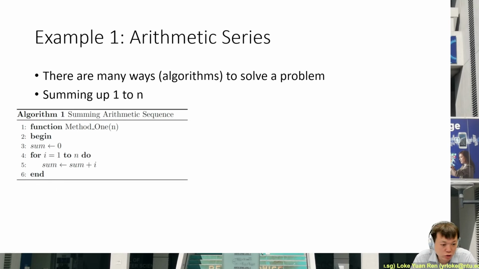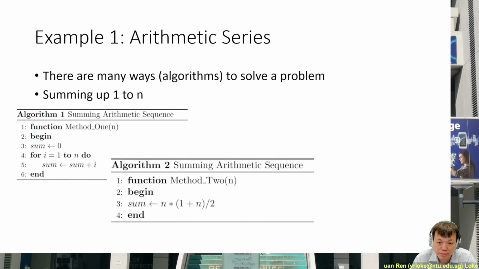But for those who learned series before, you should know that this is an arithmetic series. So if you know the formula, it's one line of code. You're summing up 1 to n, so you have n items. So it's n over 2, the first one is 1, the last one is n. So the formula is n over 2 times (1 plus n). Then you get the answer instantly.